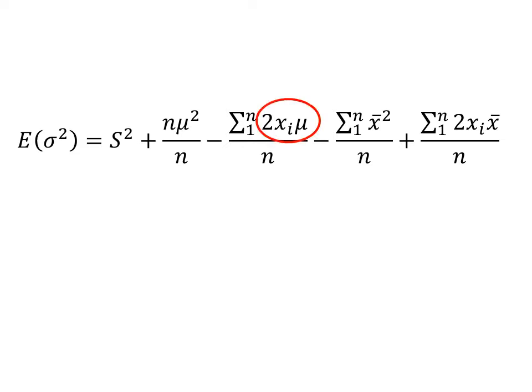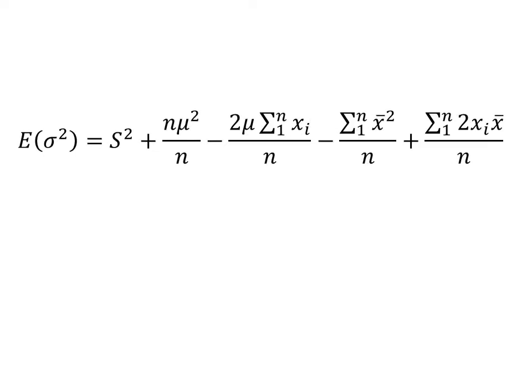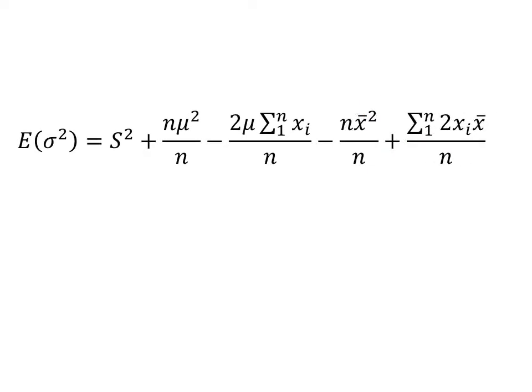Moving to the second fraction, 2 times mu is a constant. Again, it's the same value for everyone. So we can move it out of the summation sign and it becomes 2 mu times the sum of xi. Moving to the third fraction, x bar squared is a constant. Again, everyone in the sample has the same sample mean. So we can move it out of the summation sign and it becomes n times x bar squared.